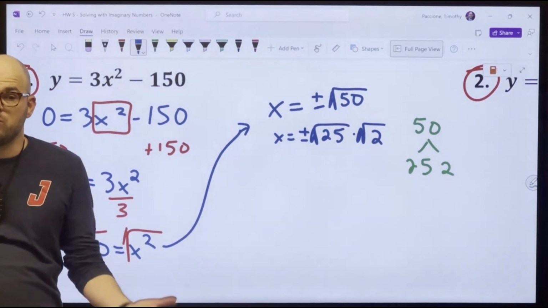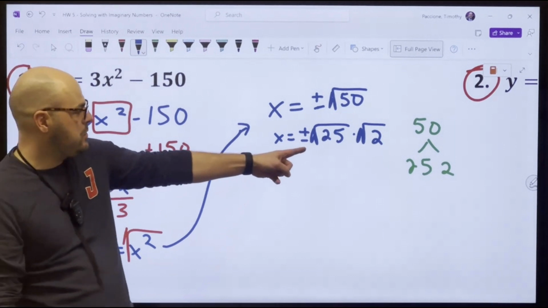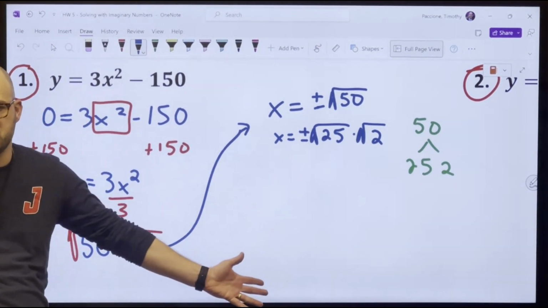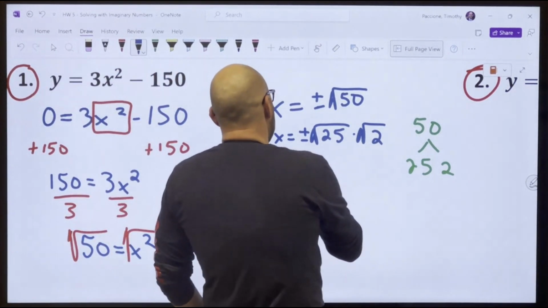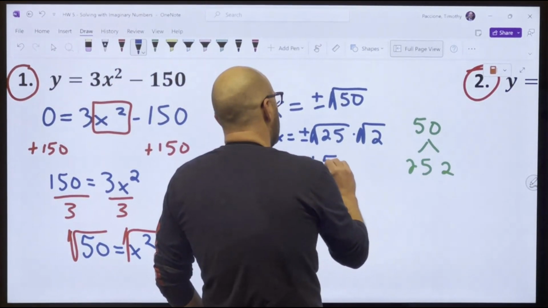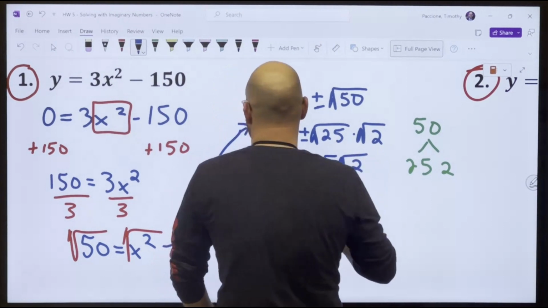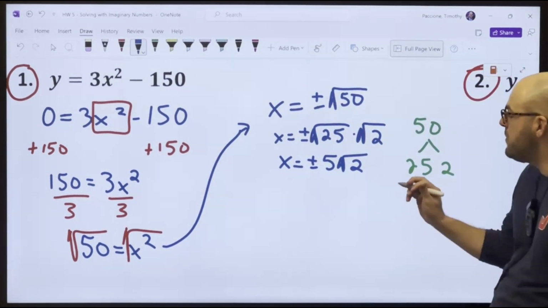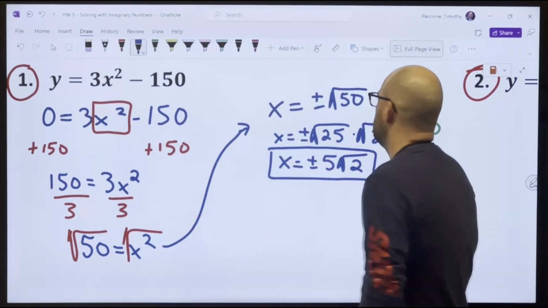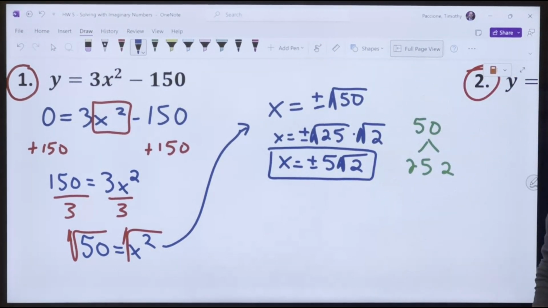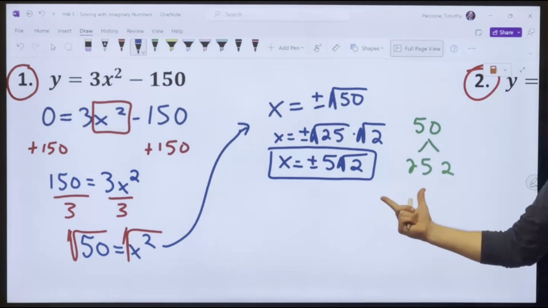Now, the reason I did that is I can do this part. Square root of 25 is what? 5, right? 5 times 5 is 25. So I get x equals plus or minus 5 square root of 2, right? And that is a more simplified answer than square root of 50. And that's my answer. How many solutions do I have?